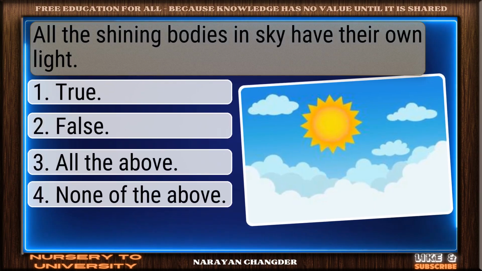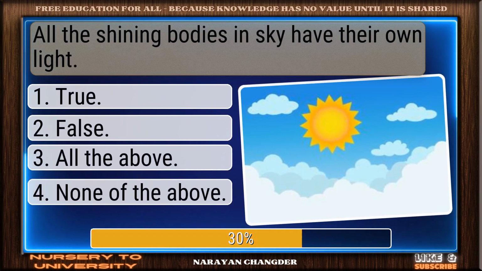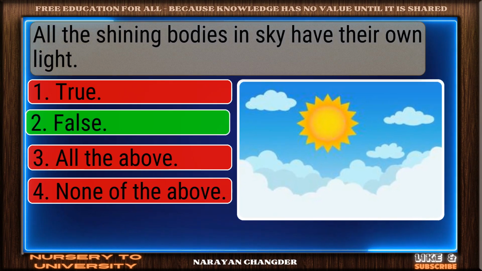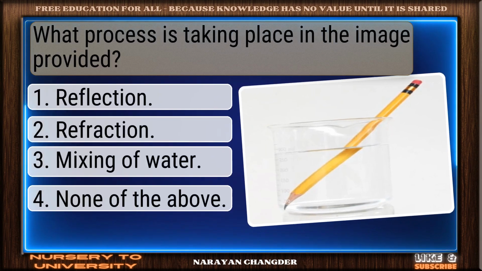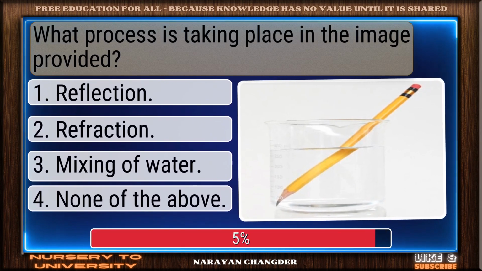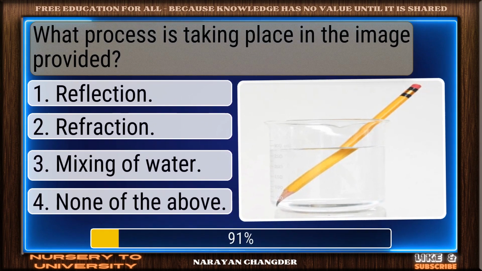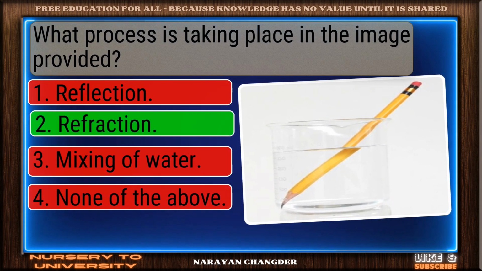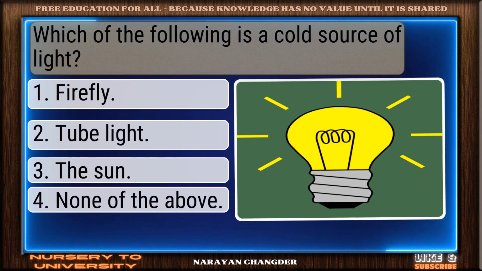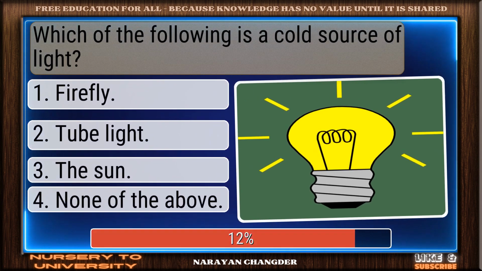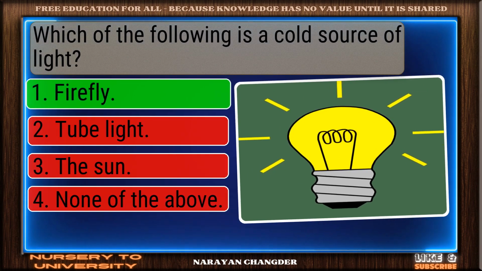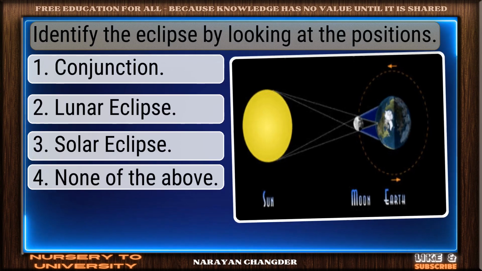All the shining bodies in the sky have their own light. Right again. False is a valid answer. What process is taking place in the image provided? Well done. Refraction is the right choice. Which of the following is a cold source of light? Exactly. Firefly makes sense and it is the right choice.